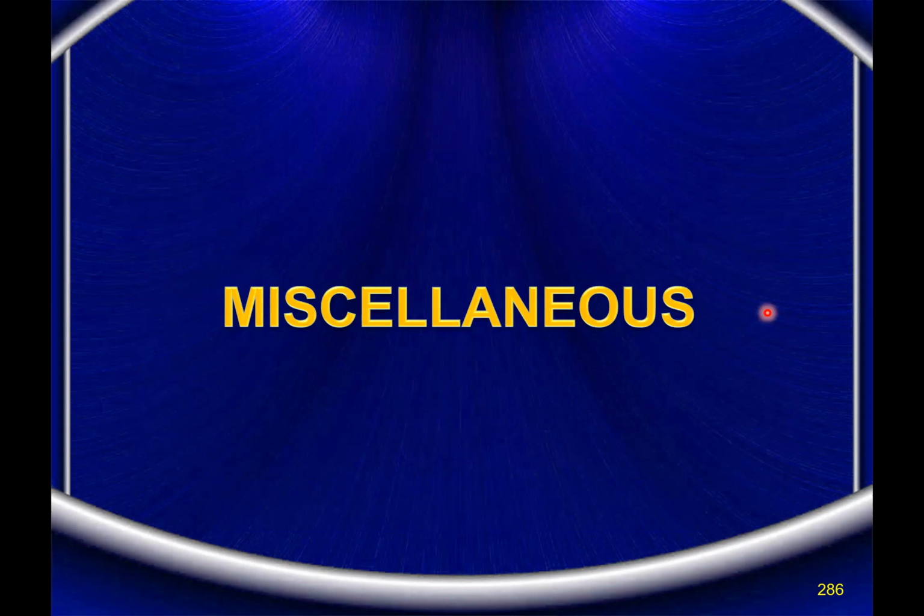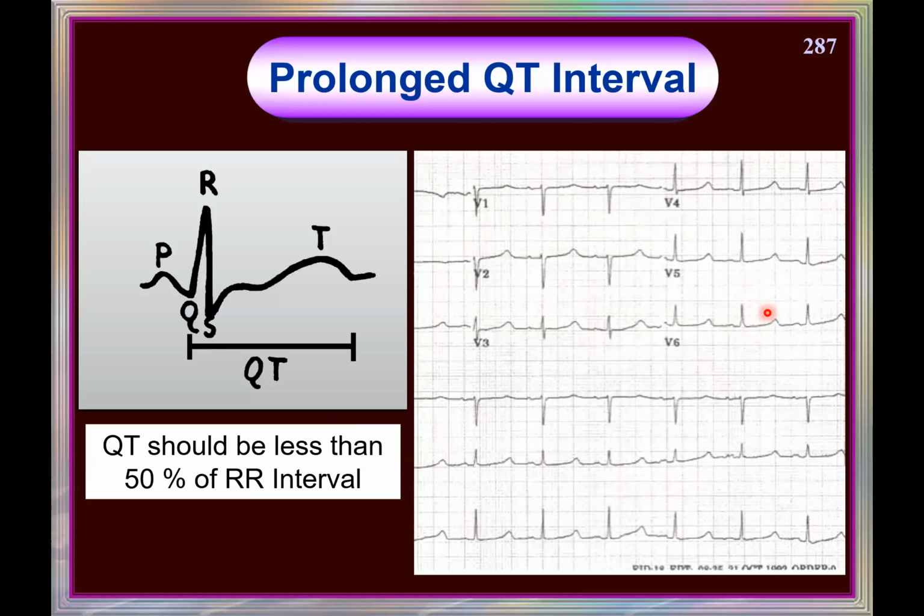Now, non-cardiac conditions changing the ECG is also important. So the Q wave is this one, and this is the end of T wave. From the beginning of the Q wave to the end of the T wave is called the QT interval. Okay, QT interval should be less than 50% of the RR interval.